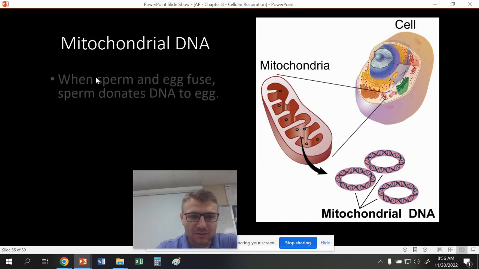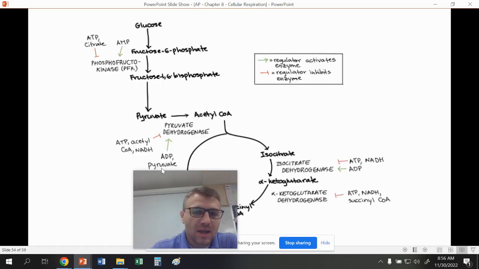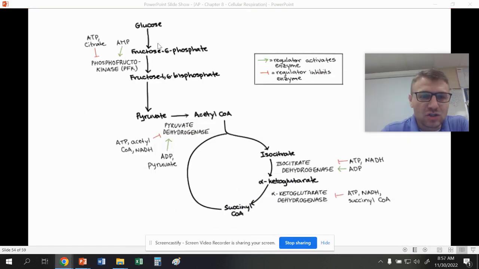I like to show this image because it shows you, again, activators and inhibitors for each of these different enzymes. And you can see, again, ATP will inhibit a lot of these enzymes and ADP will activate a lot of these enzymes, regulating how much these enzymes work.